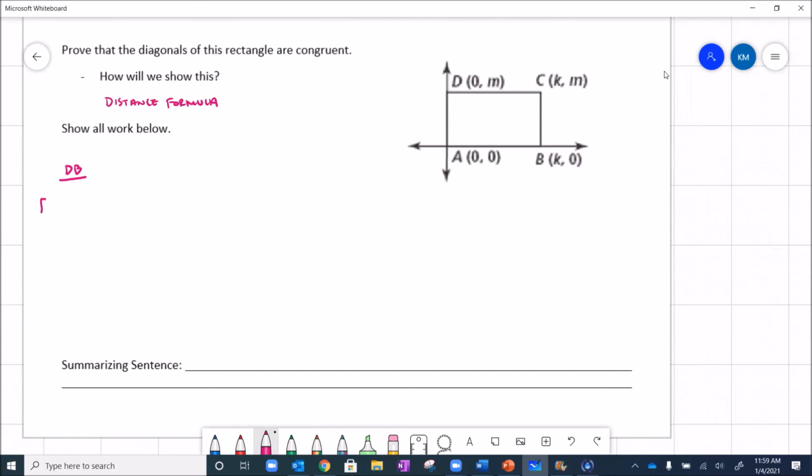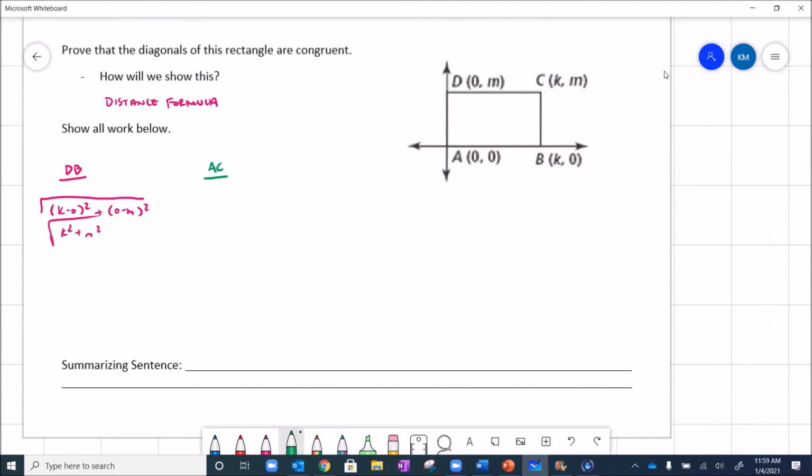Okay, and so distance is the difference of the x's, so that's 0. Okay, so I'm going to say k minus 0 squared, 0 minus m squared. And so that gives me k squared plus m squared. And that's it. Okay, remember that our negative square is going to come to be positive anyway. Okay, and we do that same thing with AC.